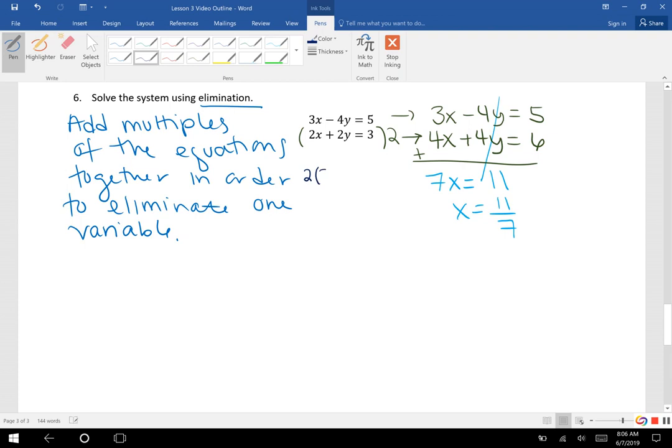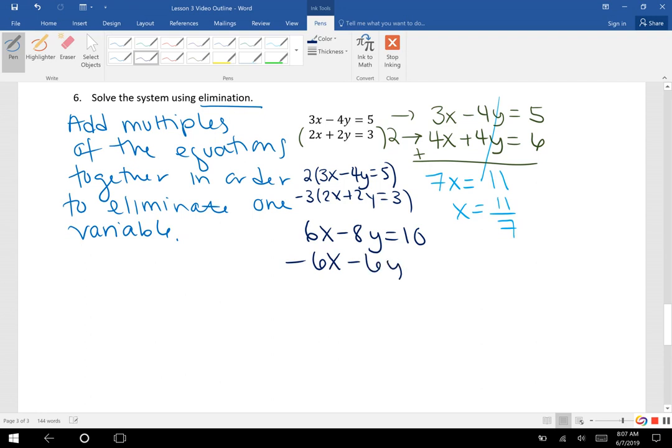And I can multiply the second equation by negative 3. Let's see, first equation by 2, that's going to give me 6x minus 8y equals 10. Second equation by negative 3, that's a negative 6x. And that's what I want. The x's have numbers that are equal but opposite.